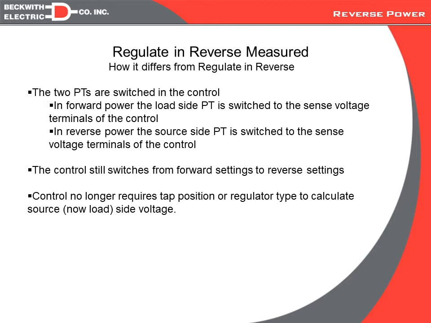So, if we had two PTs, we wouldn't need to calculate the voltage. We could actually just switch. And we can say in forward direction, we're going to measure our load side PT. And in reverse direction, we'll measure what was the source side and now the load side PT. And then we would still need to have our different settings for R and X, but we would no longer have to use the tap position. We would not need to know whether it was a type A or type B regulator, and we would not have an issue if the tap position was incorrect.